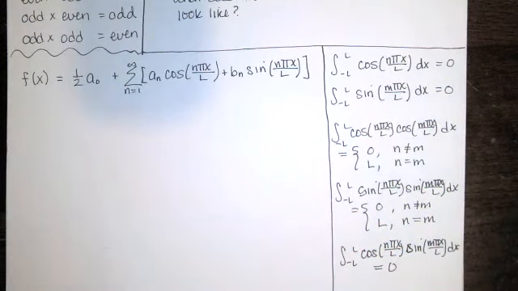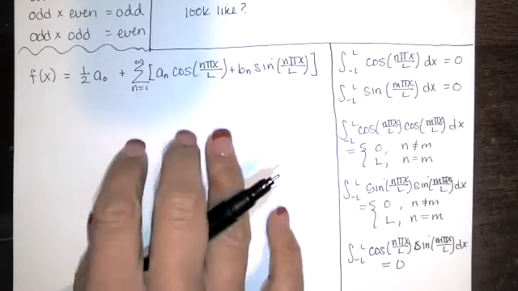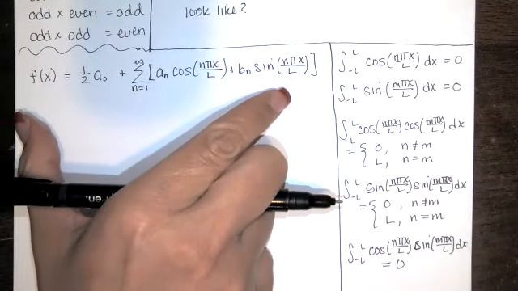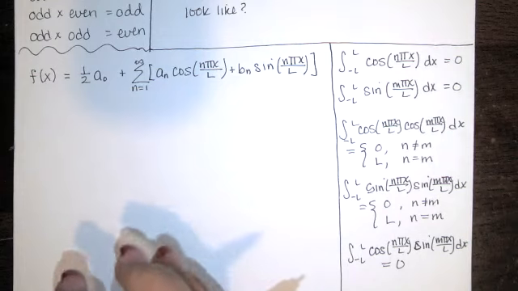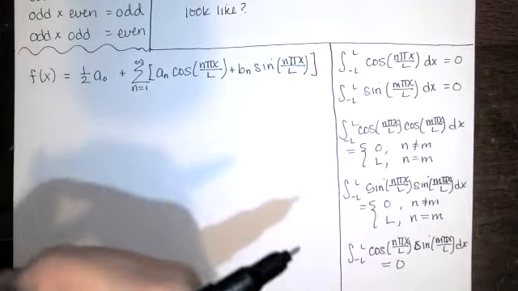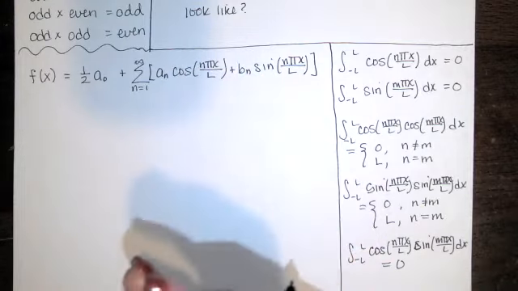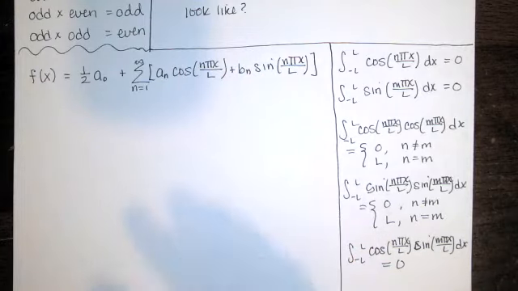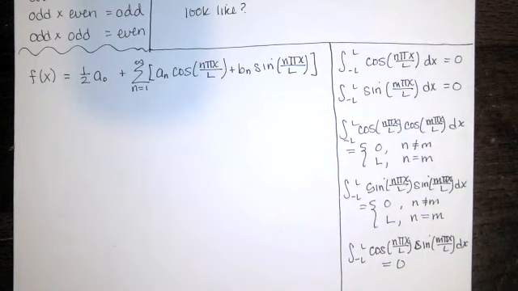So we had these 5 identities that we used. And then we assumed that these were equal to each other. And then what we did was we integrated this from negative L to L. We multiplied by sine of m pi x over L to get the b sub n's. We multiplied by cosine of m pi x over L and integrated from negative L to L to get the a sub n's. But that was our process last time.